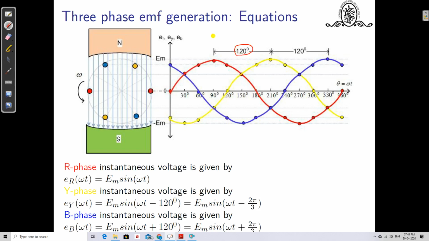Here the R phase is at maximum. Here the Y phase is at maximum. Exactly after 120 degrees, the B phase attains its maximum value. Hence, the phase sequence is RYB.